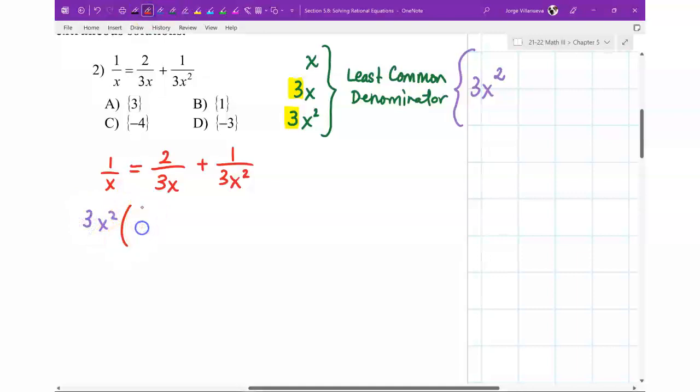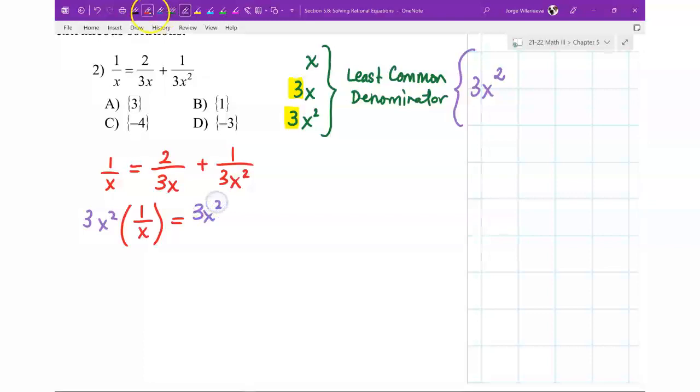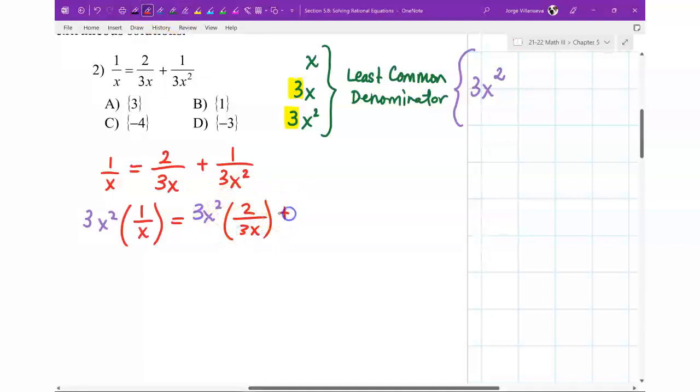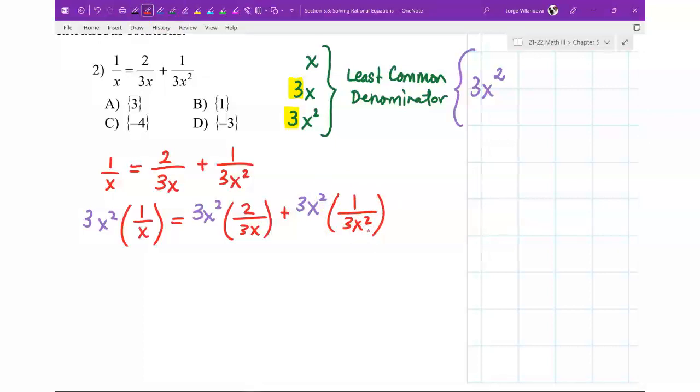I'm going to put it on the actual problem, 1 over x equal to 3x squared times 2 over 3x plus 3x squared times 1 over 3x squared. Now, if you're wondering, why the heck am I going to do that? It's just going to make my problem so much longer to do. Actually, what we're trying to do is get rid of the most hated part of math, which is fractions. We don't want to get fractions anymore. Let's get rid of our fractions. So we're going to try to get rid of them by multiplying by the least common denominator.